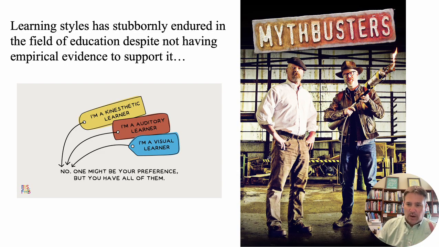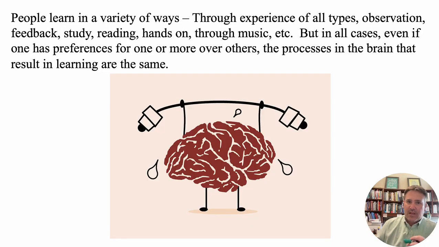It's a little bit nuanced here in the language, and I want to jump into this. But saying I'm a kinesthetic learner, I'm an auditory learner, I'm a visual learner, all of that, that's not quite right. That's not quite accurate. So let me jump in. People learn in a variety of ways. We learn through experience of all types, through observation, through feedback that I receive, through study, reading, hands-on, through music. There are a universe of things that teach me and ways that I learn.